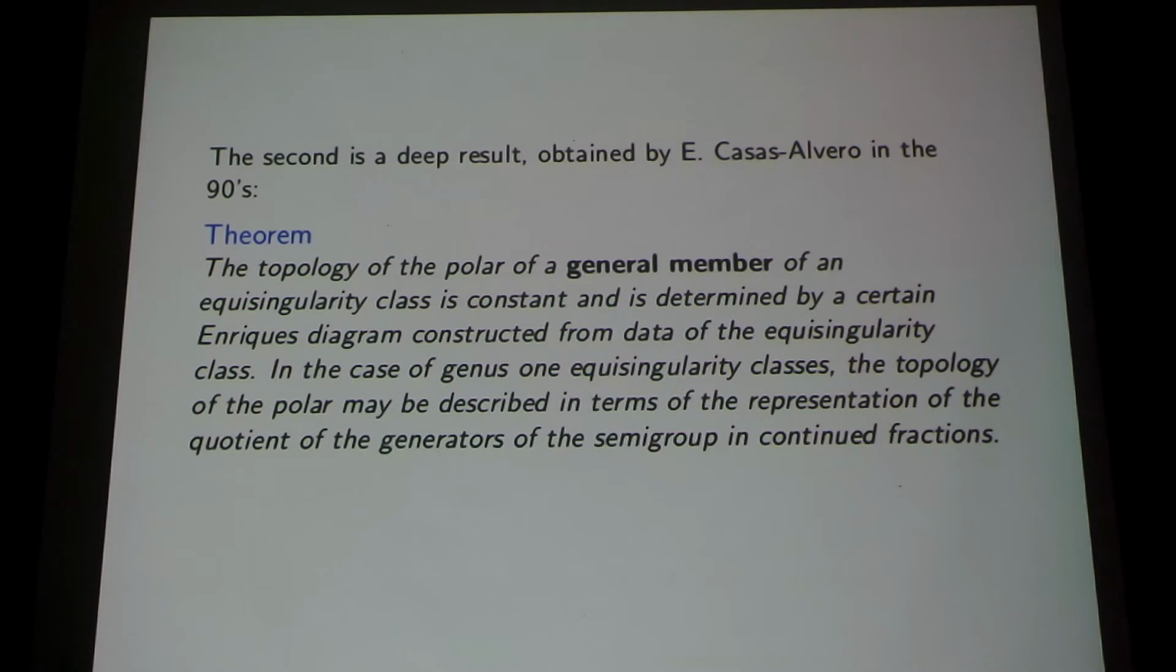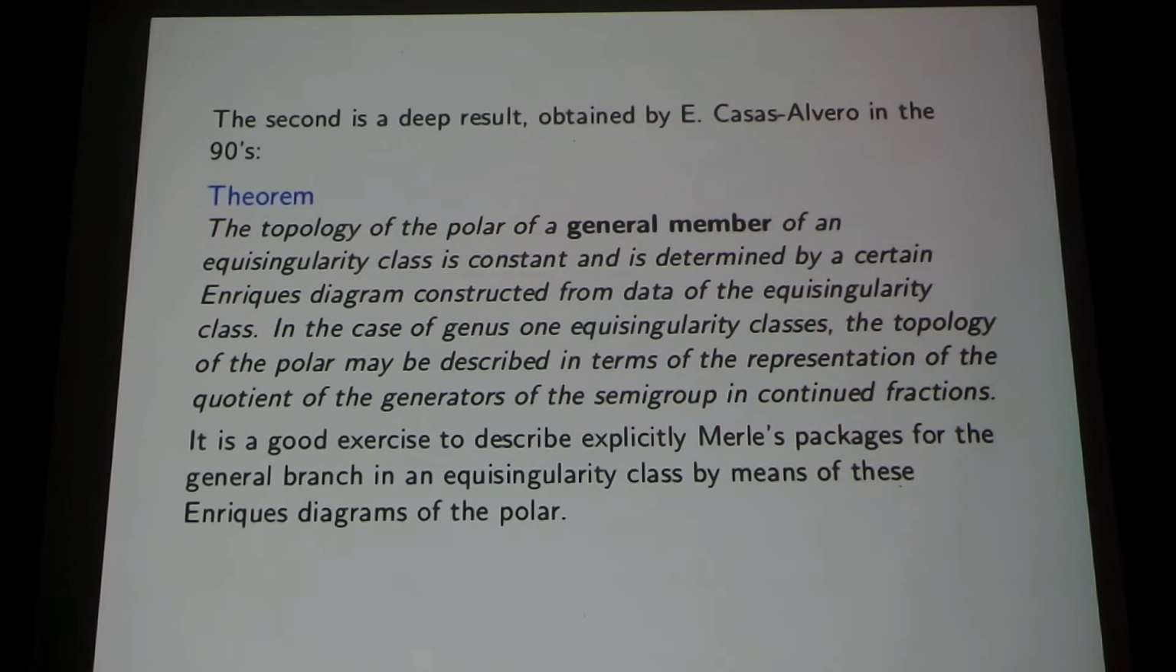This is a very beautiful result, and it goes in the direction of saying that the classical mathematicians generally said correct things. So generally what the mathematicians thought is correct: the topology of the polar is constant, generally. Okay? It's a good exercise to describe explicitly Merle's packages for the general branch in the singularity class by means of these Enriques diagrams of the polar.